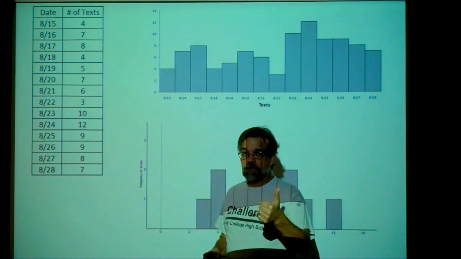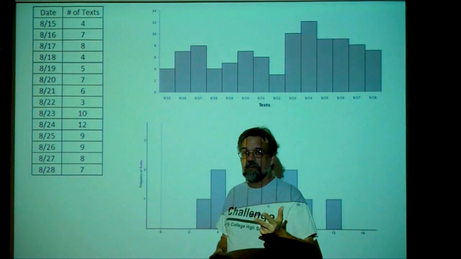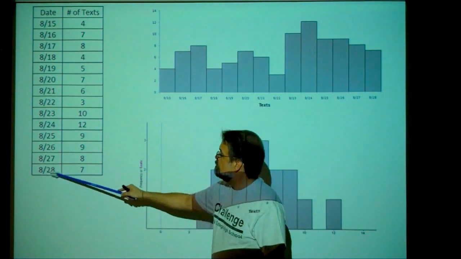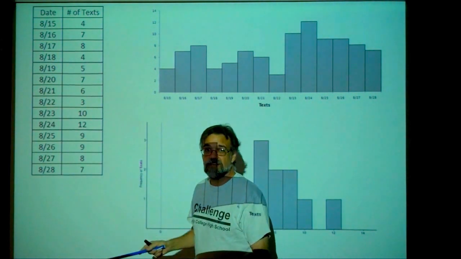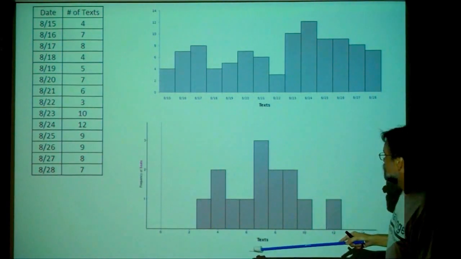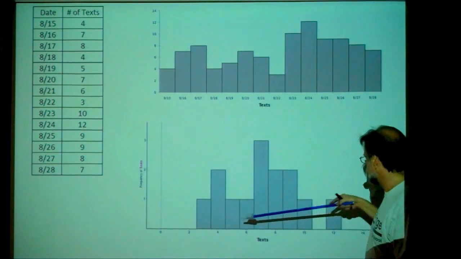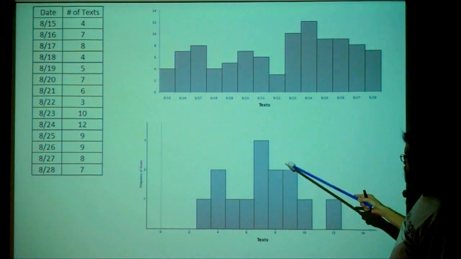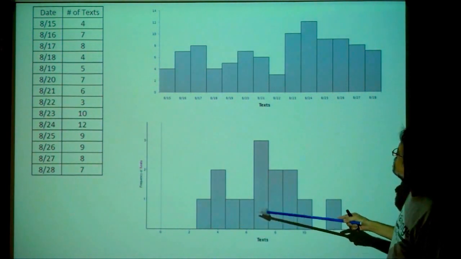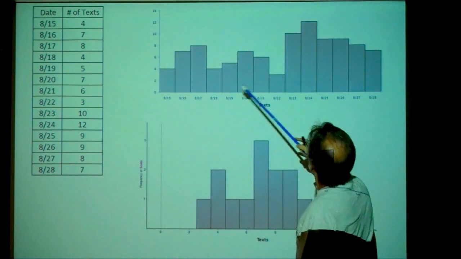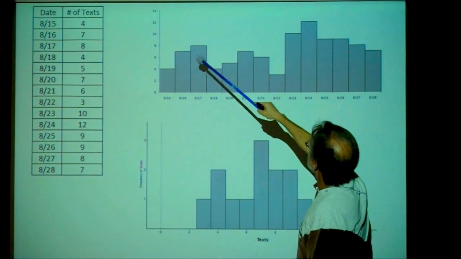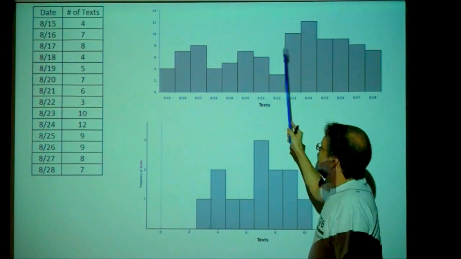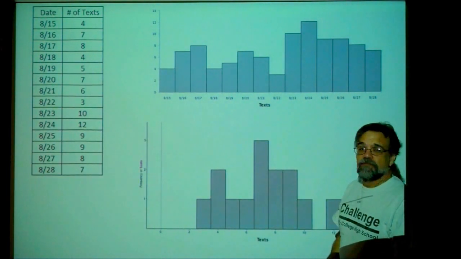These dot plots, histograms, and stem plots show univariate data. They only show one variable. The date is another variable, and it's not going to show those things. So what I see here is that on my average day, I'm sending about seven texts, maybe a little bit more than that. It's a little hard to see exactly where the center is. I don't know what this is called.